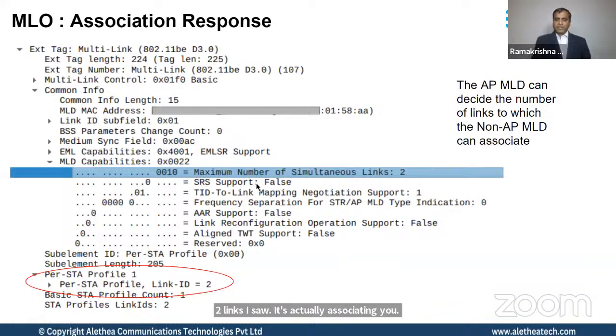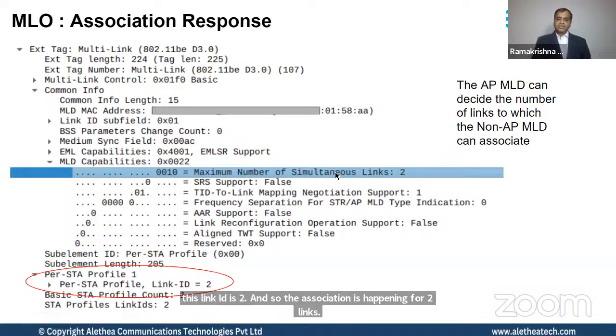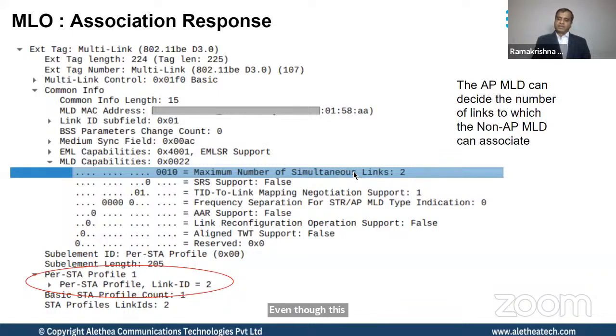Sorry, it supports three links, because 2 + 1, we should say 3, but it is only associating on one additional link other than the current link. So this link ID is 1, and this link ID is 2. And so the association is happening for two links, even though this AP is capable of 3 links. It can be any reason. The client is only capable of 2 links, or even if the client is capable of 3 links, for whatever reason, the AP can associate with a lesser number of links.